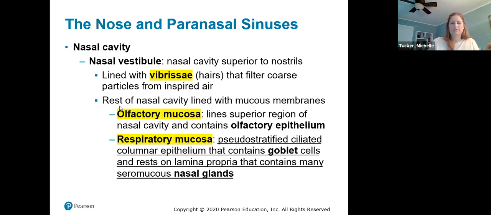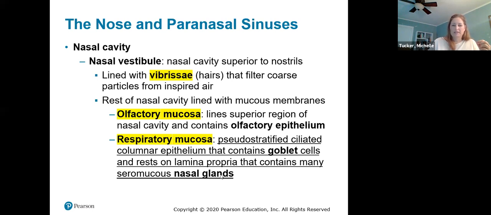You need to know the purpose of having an olfactory mucosa versus a respiratory mucosa. A respiratory mucosa is going to have its pseudostratified ciliated columnar epithelium to move the mucus into the throat, which will be swallowed and digested. And it will contain goblet cells, as well as something called seromucous nasal glands.